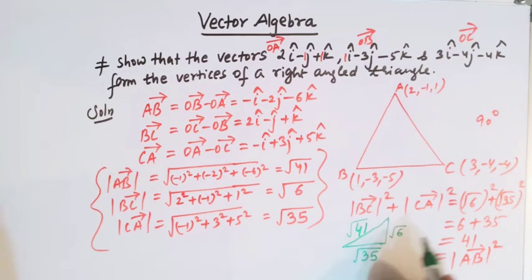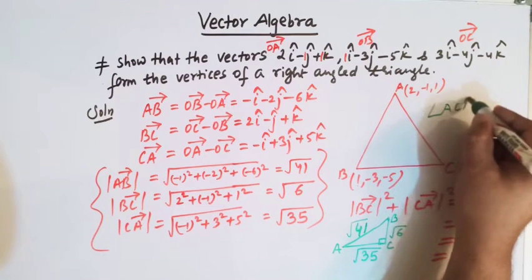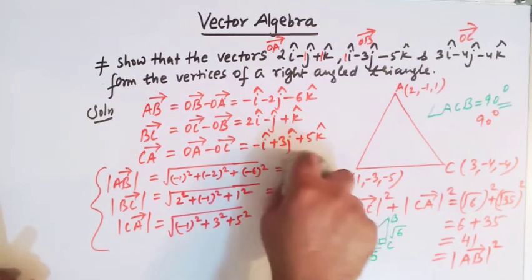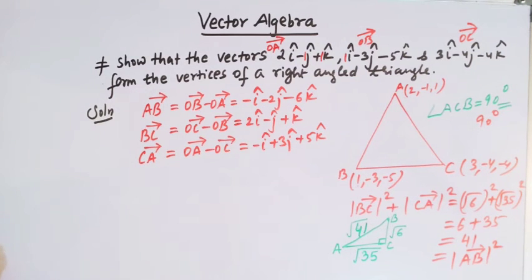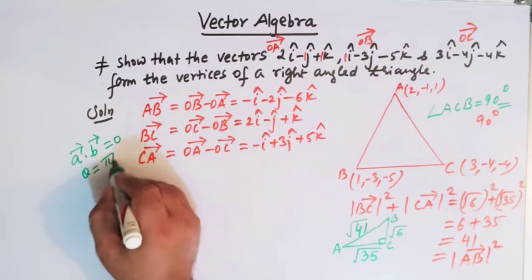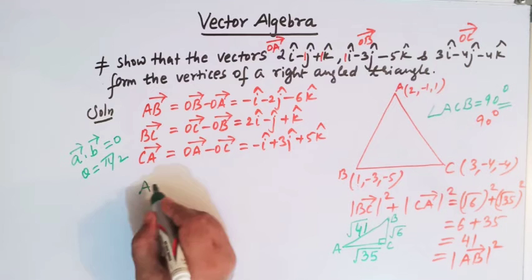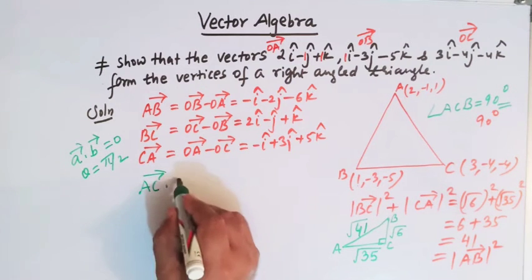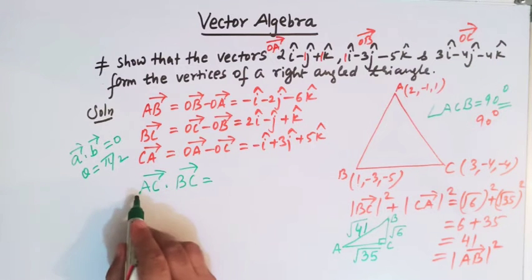And here we have the vertices A, B and C, and now we have to show that this angle, that is angle ACB, is of 90 degrees, and for this what we will do, we will find the dot product of vector AC and BC, right? Because we know that if the dot product of two vectors, A dot B, is 0, then theta is 90 degrees, right? So here we will find the scalar product of vector AC and vector BC, right? So what is vector AC?